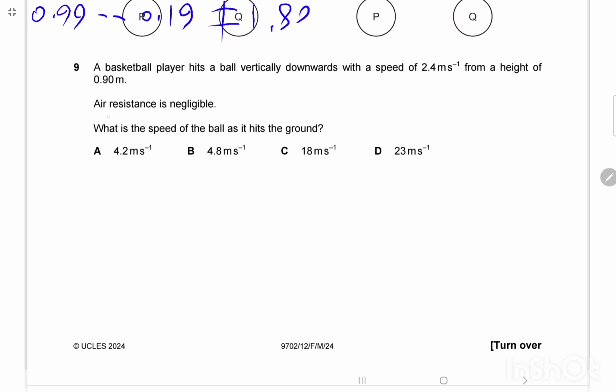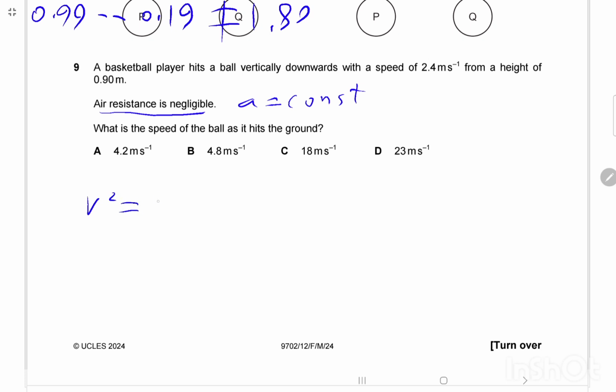So here air resistance is negligible. This means you have constant acceleration. Motion is in a straight line and acceleration is constant, so you can use equations of motion.